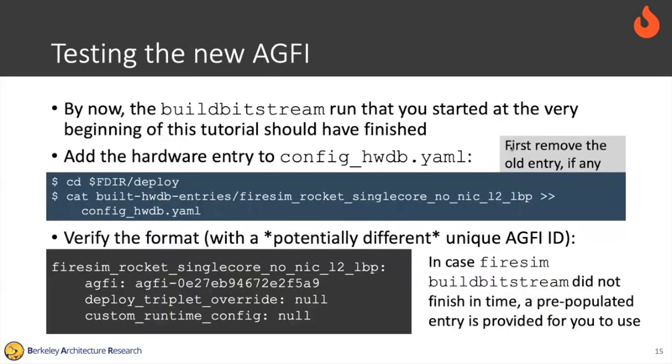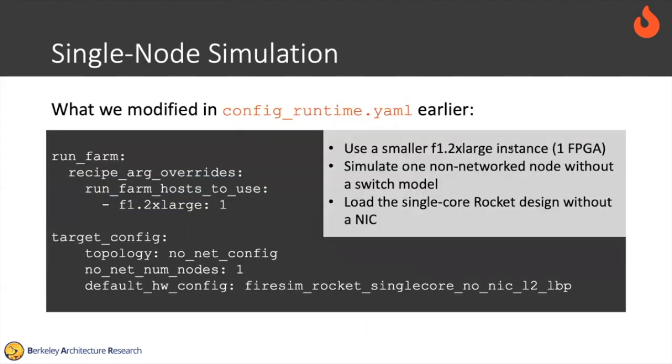So we went ahead and did this. Again, we already catted this file into config hardware DB, we should have seen that this is what it looked like, and we started running things. We modified things so that we had one FPGA instance that was launched. We made sure that we had a no net topology with one node, and then we changed the hardware config to point to the bit stream that we built in the morning.